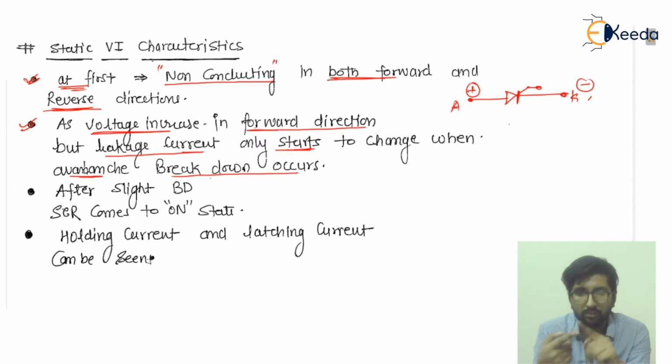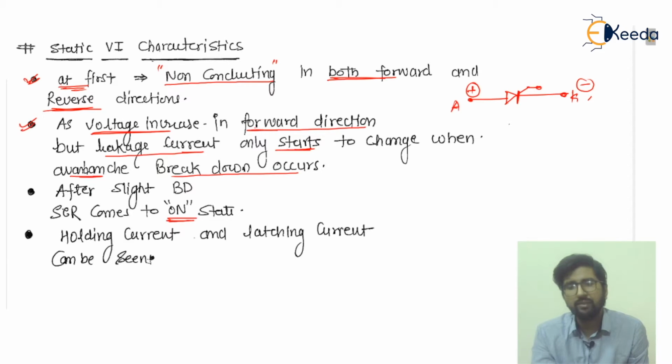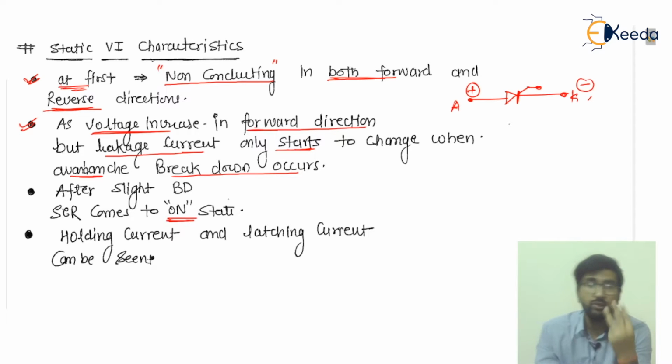Okay, avalanche breakdown will happen, then due to this breakdown a large amount of current will flow, and that is called the leakage current. After the slight breakdown, the SCR comes to the on state, and that is what we needed. That is called the forward conduction mode. It has three conducting modes, and one by one we will discuss them in the further slides.